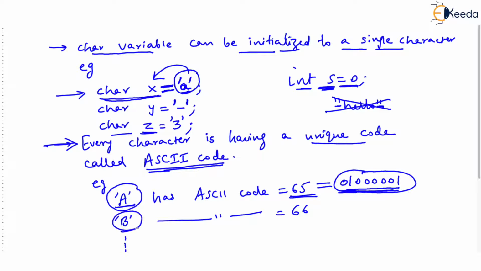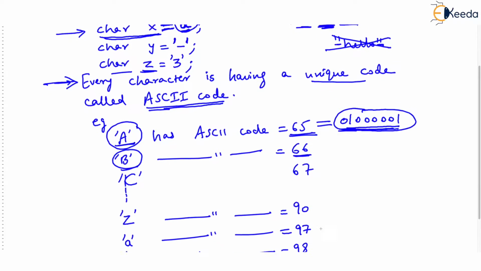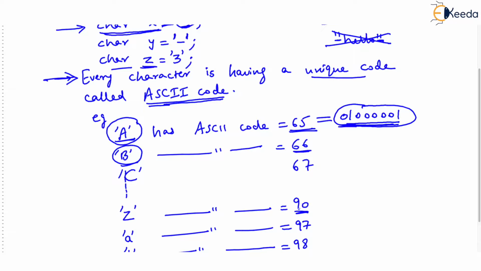Capital B is 66, just one more than the value of A. So obviously capital C will have code 67, and so on, capital Z will have 90. Check, all these letters are simply recognized by their codes.